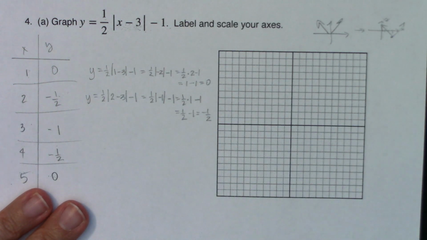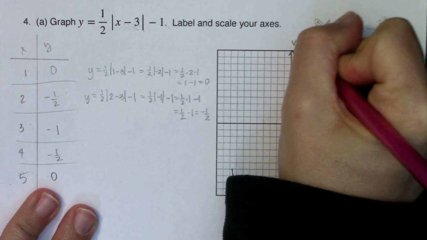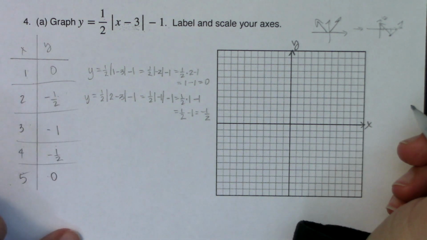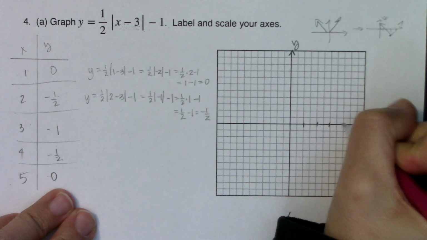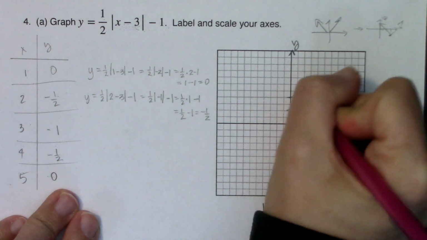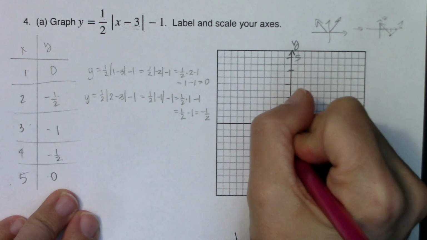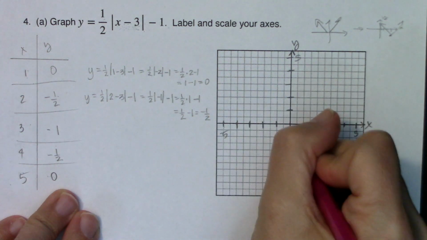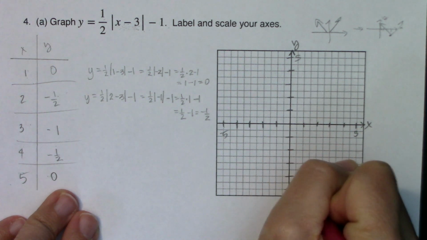So then what I'm going to do is go over here and label and scale my axes, right? I've said I'm a stickler for that. And especially because there's these half units in here, I'm going to make each square worth half a unit. So this is going to be 1, 2, 3, 4. This is going to be 5. And I'm going to do that the whole way around. So 1, 2, 3, 4, 5. 1, 2, 3, 4, 5. Give me a moment. 1, 2, 3, 4, 5, -5 down here.